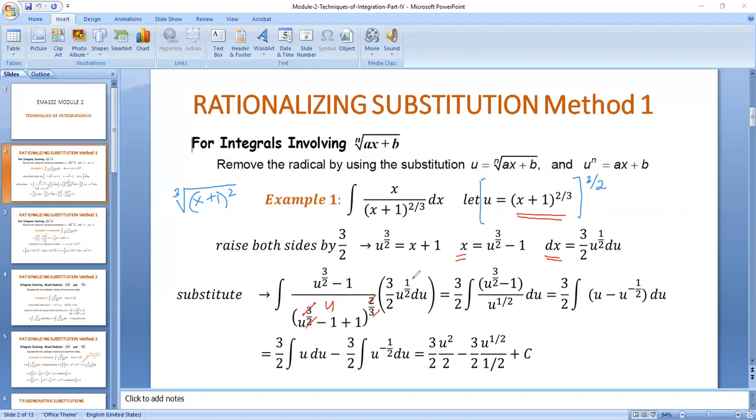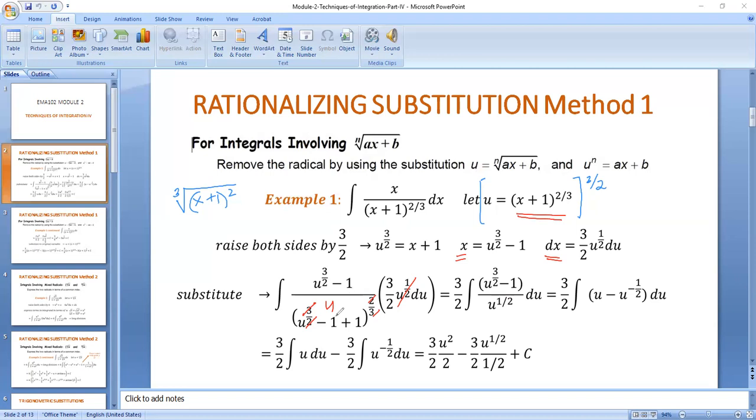However, you have here u raised to 1/2, right? So you take out the u raised to 1/2 here, you still have u raised to 1/2 in the denominator left. The constant 3/2 that you have here will be placed before your integrand. So now you have u raised to 3/2 minus 1 over u raised to 1/2 du. After we did simplification here.